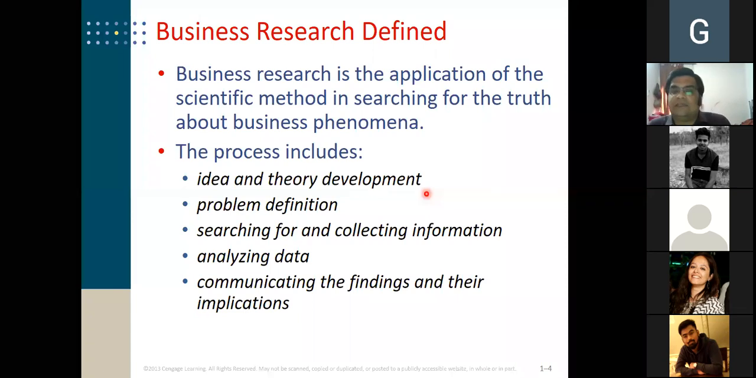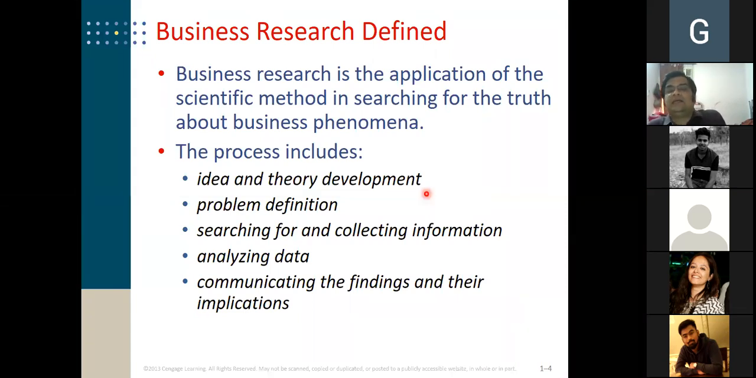Number three, searching for and collecting information, right? So what then do I have to do? I have to collect some data from the customers. Suppose I want to see customer loyalty in Indian Airlines. So I will make a questionnaire. There will be 2 sessions on questionnaire, don't worry. I will make a questionnaire and go to the customers. I will tell sir or madam, please fill this. They will tick this questionnaire, right? And I will come back with the questionnaire.